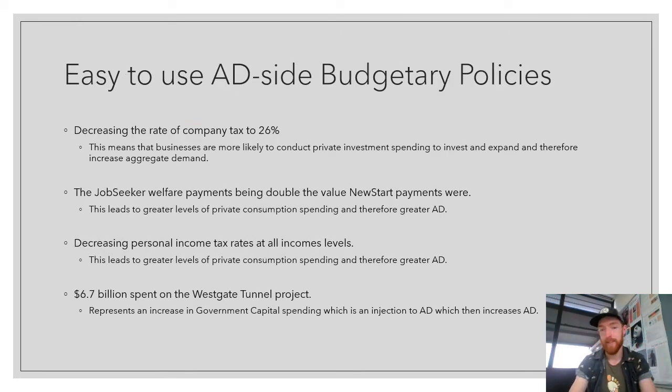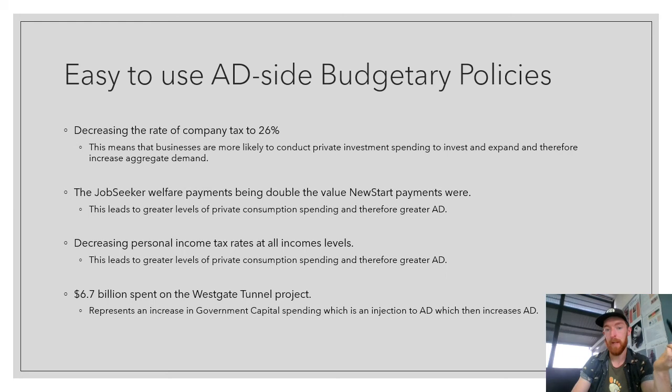Now, to move on to the second part of this video, we're going to look at some easy aggregate demand side policies. So one of my favorite ones to go with is decreasing company tax rate to 26%. This means that businesses are likely to conduct more private investment spending to invest and expand, and therefore increase aggregate demand. And then that has flow-on effects to the macroeconomic goals.